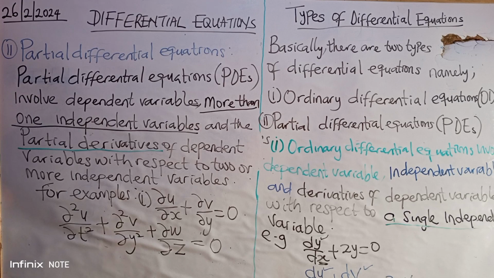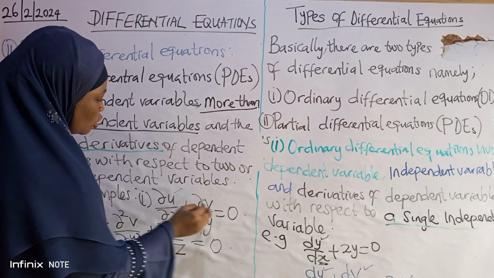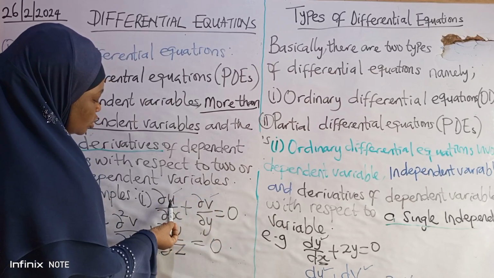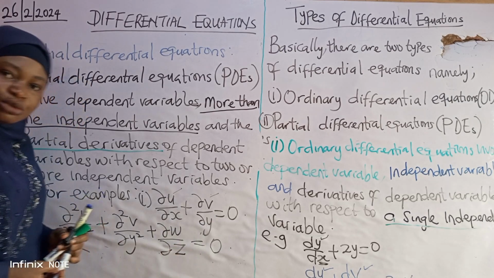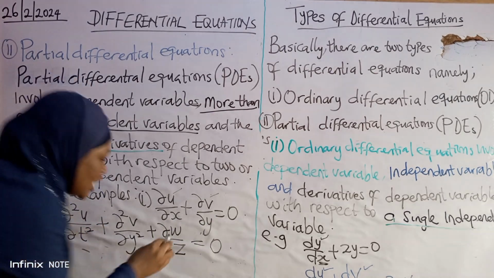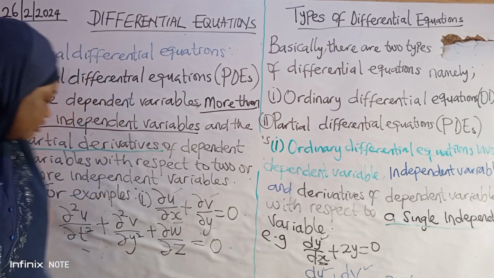And how do we write that? You write it like this. That is the partial derivative. Then if you take note, you can see that you have two dependent variables, u and v, and we have two independent variables here also. So you must have more than one independent variable for a partial derivative.